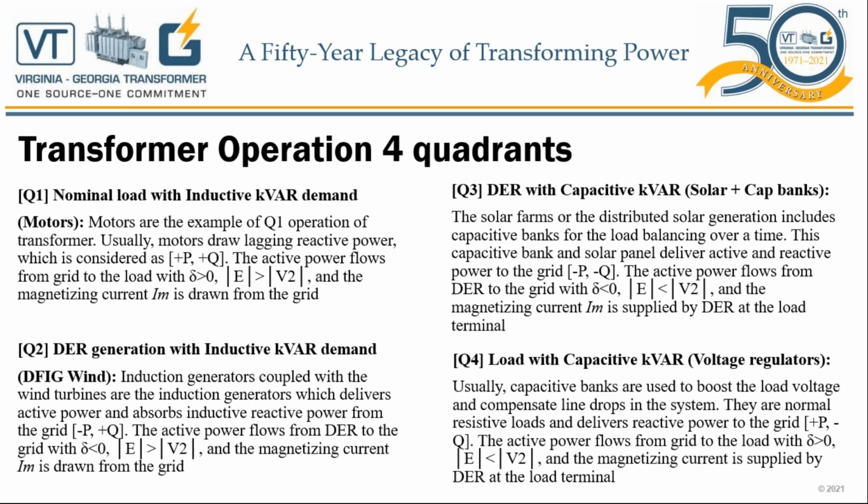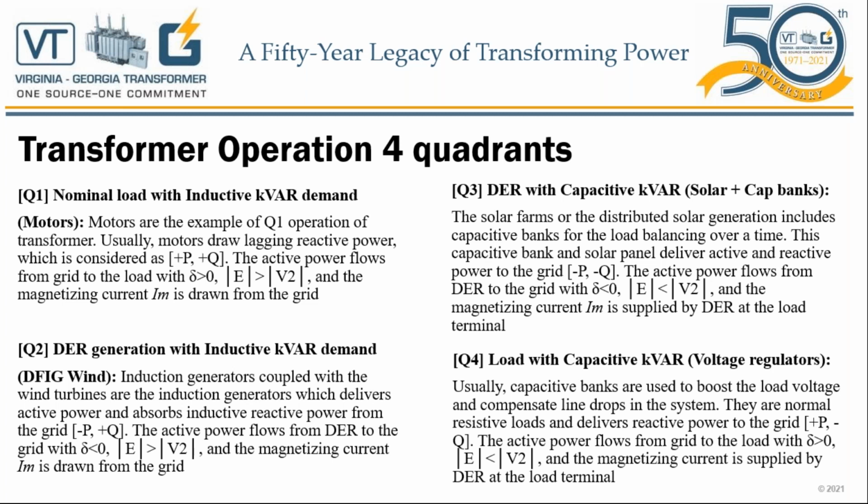When we look at Q3, this is the distributed energy resource DER with capacitive kVAR. As an example, solar with cap banks. The solar farms or the distributed solar generation include capacitive banks for load balancing over time. This capacitive bank and solar panel deliver active and reactive power to the grid, which is minus P and minus Q. The active power flows from DER to the grid with the phase displacement less than 0. Now this time, E, the magnetizing voltage, is less than V2, and the magnetizing current IM is supplied by DER at the load terminal.